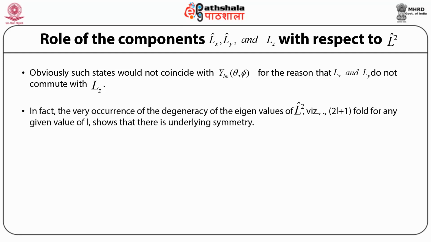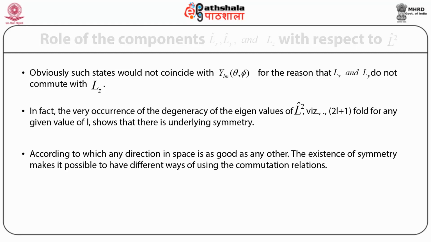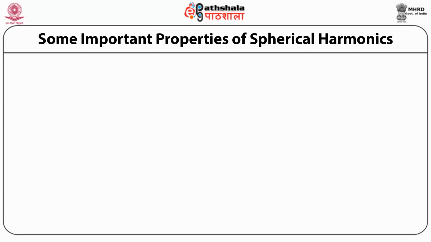In fact, the very occurrence of degeneracy of the eigenvalues of operator L square with 2L plus 1 fold for any given value of L shows that there is an underlying symmetry according to which any direction in space is as good as any other. The existence of symmetry makes it possible to have different ways of using the commutation relations. Let us now discuss some important properties of spherical harmonics.